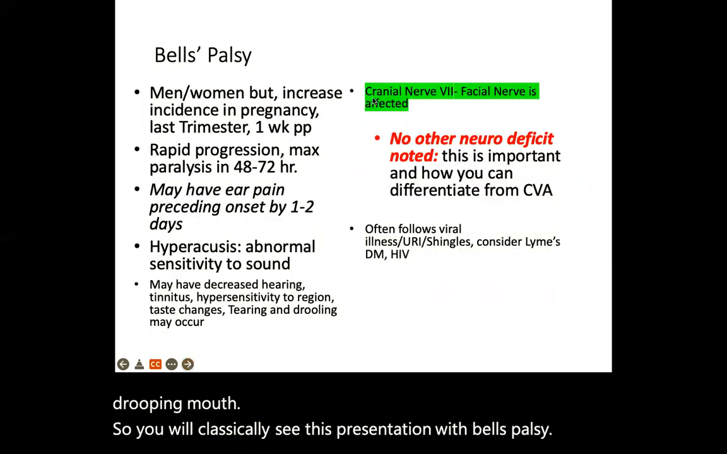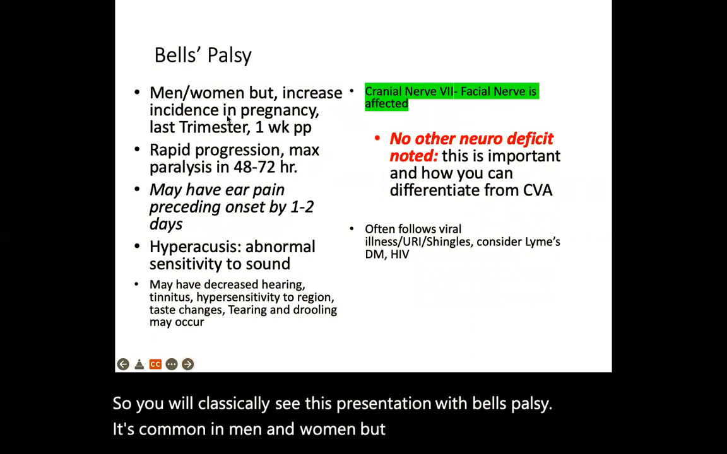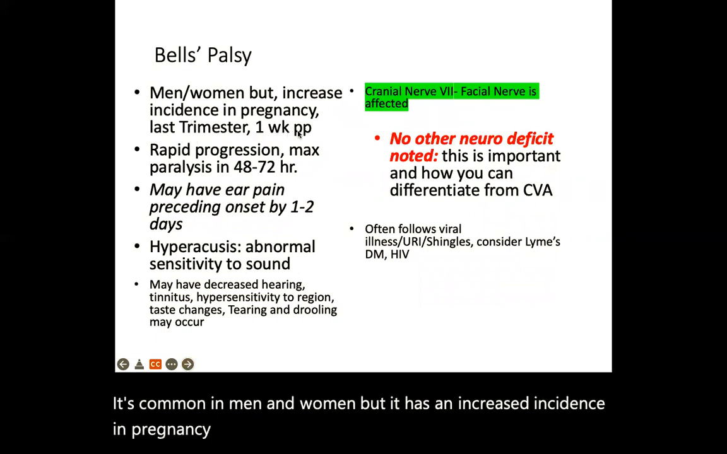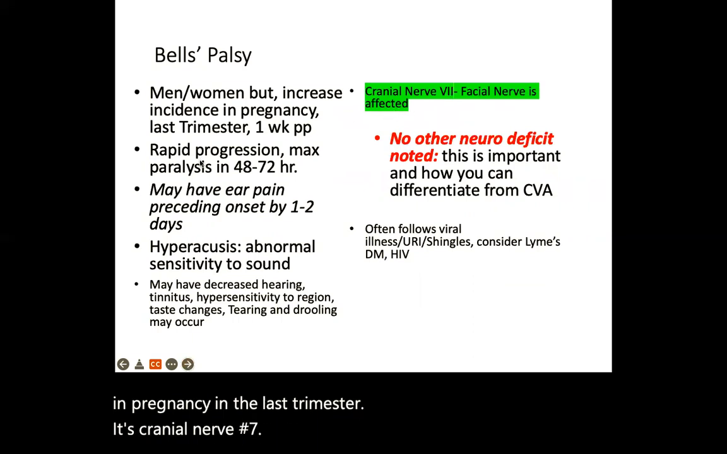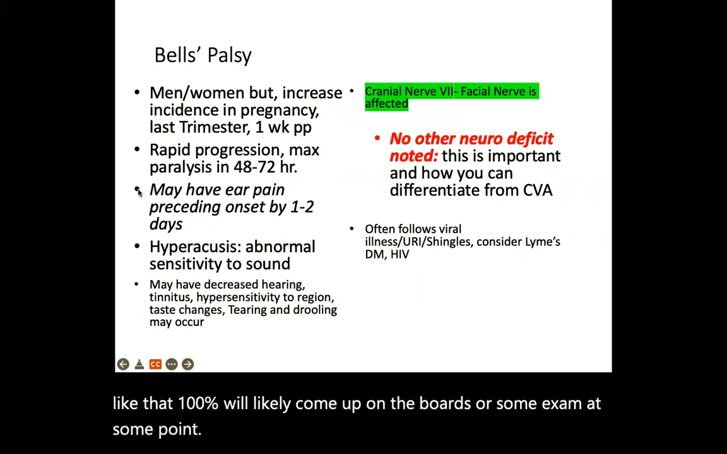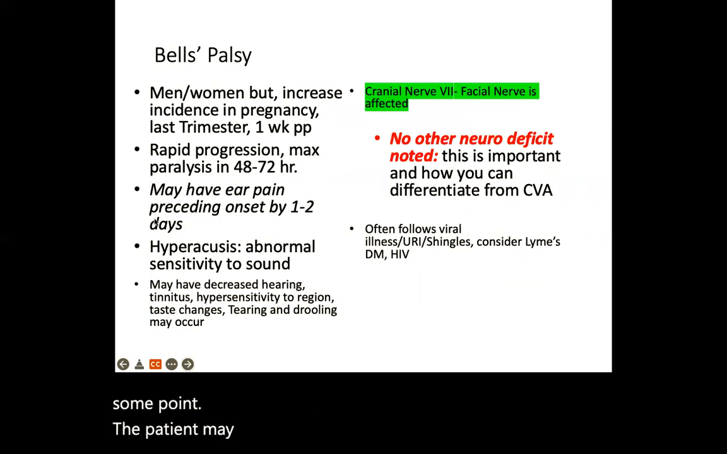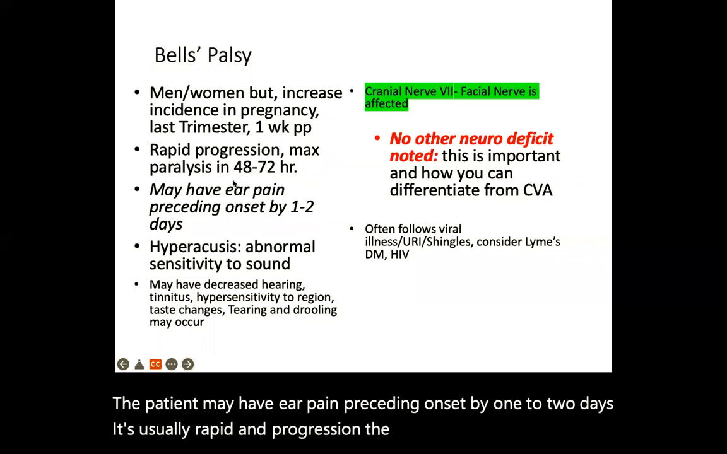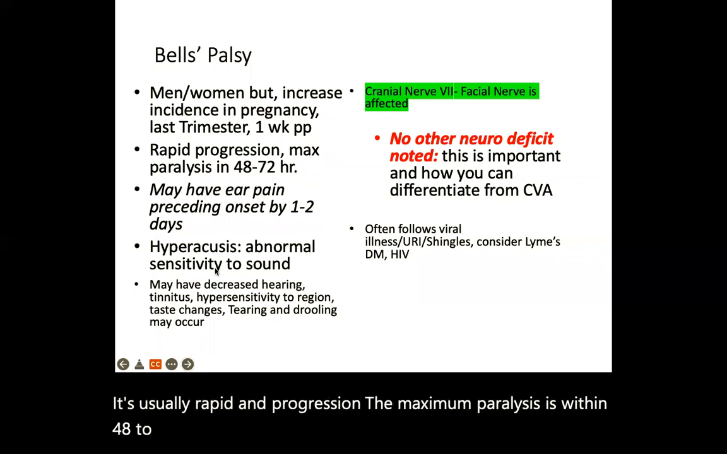It's common in men and women, but it has an increased incidence in pregnancy in the last trimester. It's cranial nerve number 7 which is affected. If you just know cranial nerve 7 equals Bell's palsy, that will likely come up on the boards or some exam at some point. The patient may have ear pain preceding onset by 1 to 2 days. It's usually rapid in progression. The maximum paralysis is within 48 to 72 hours.